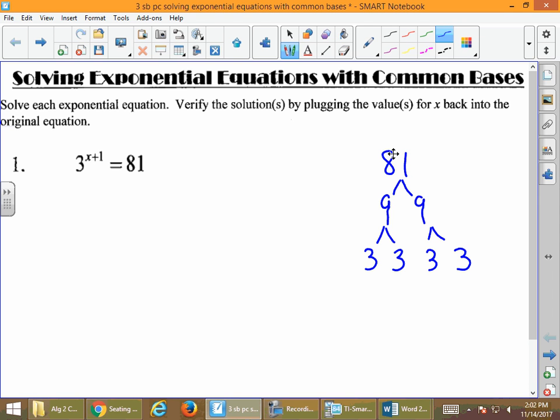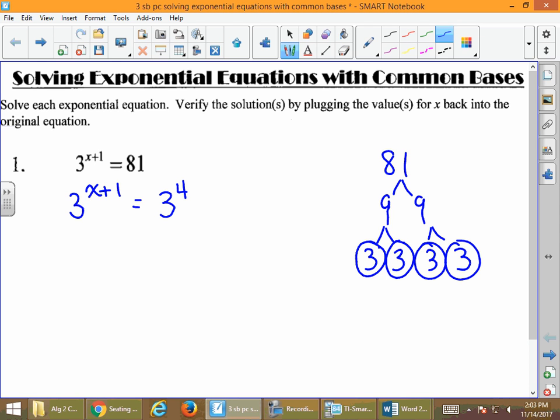So what we want to do is rewrite these equations with common bases. One term on the left side of the equation, one term on the right side, eventually. Right now we have 3 to the x plus 1, and over here, 81 is 3 to the 1, 2, 3, 4. So now we have a common base of 3.